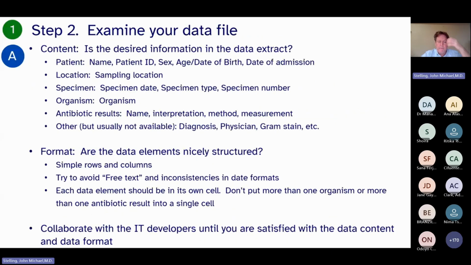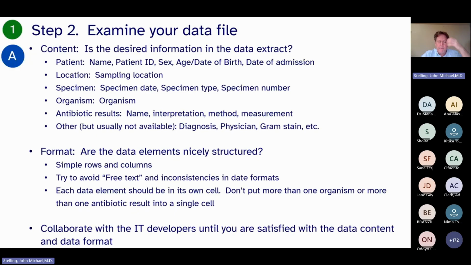But after they give you a data file, you still want to look at it. Content is the desired information in the data extract. From a human perspective: name, ID, sex, age, date of birth, date of admission. For animal species: farm, veterinary clinic, or veterinary samples from the market, from the restaurant for food, or water sampling sites, soil sampling sites for environmental surveillance.